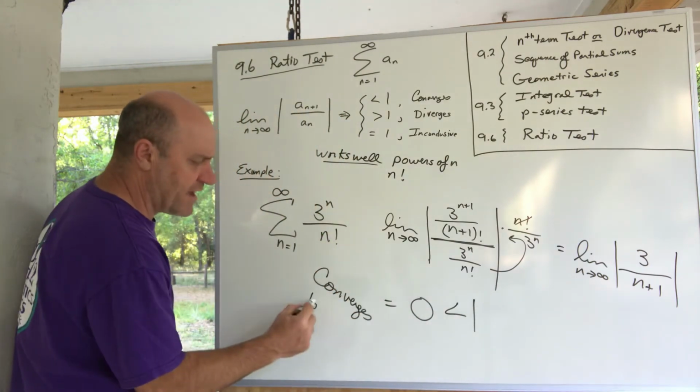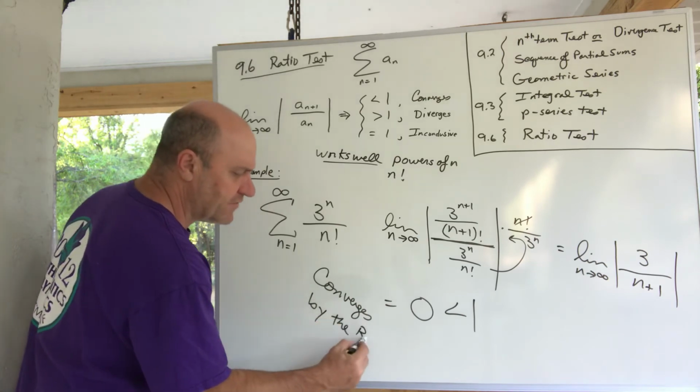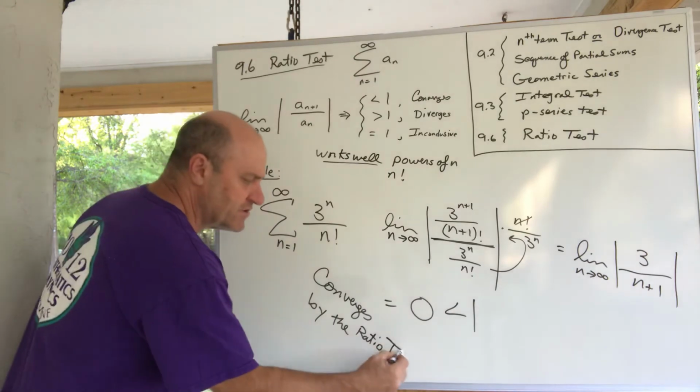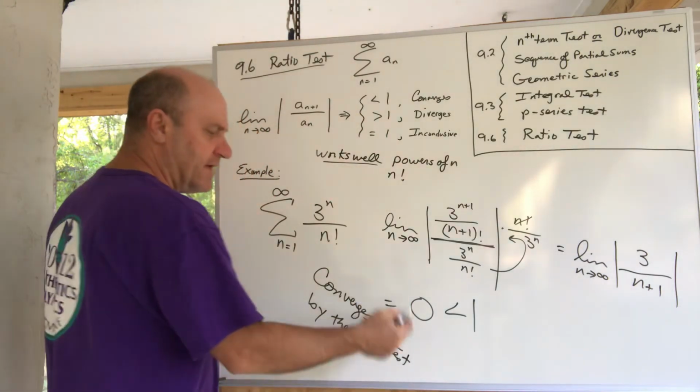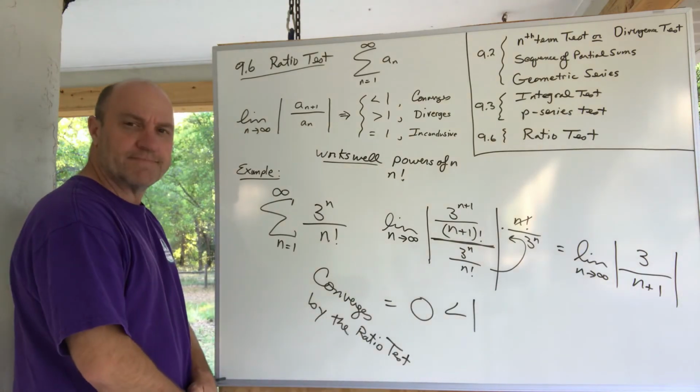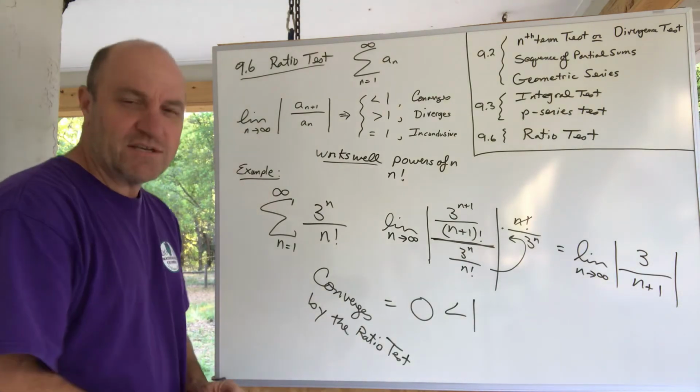Again, that's kind of the way I want you to talk and explain it to me. Even though you showed me your work, it does look like you did a ratio test. I want you to talk to me and say, okay, the answer was 0, that's less than 1, it converges by the ratio test. Thank you very much.